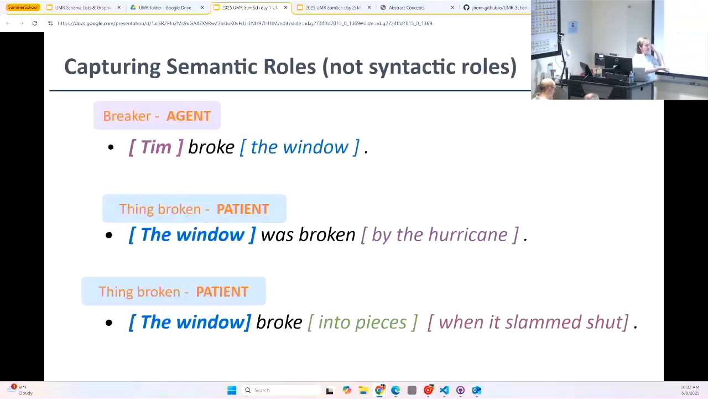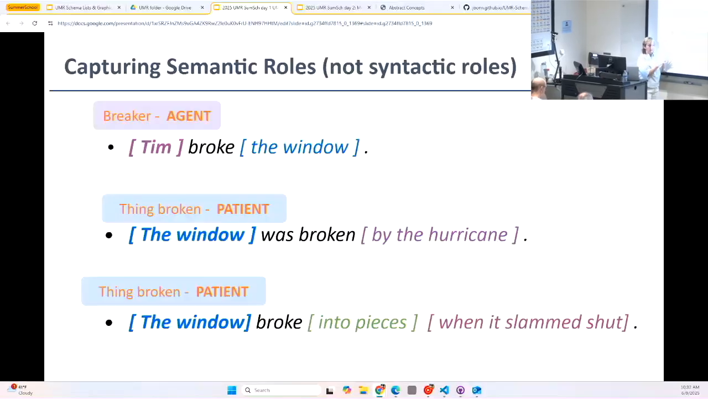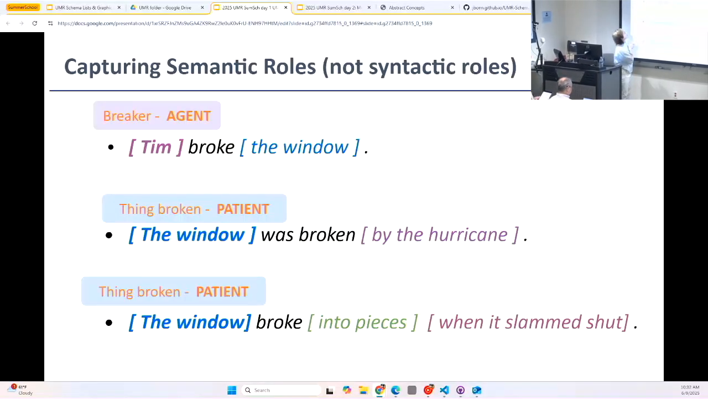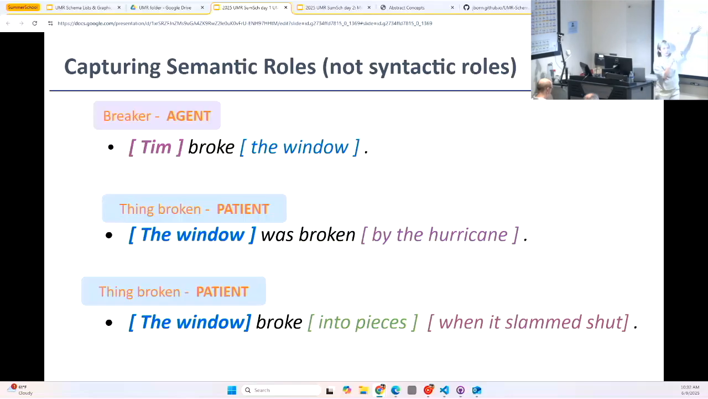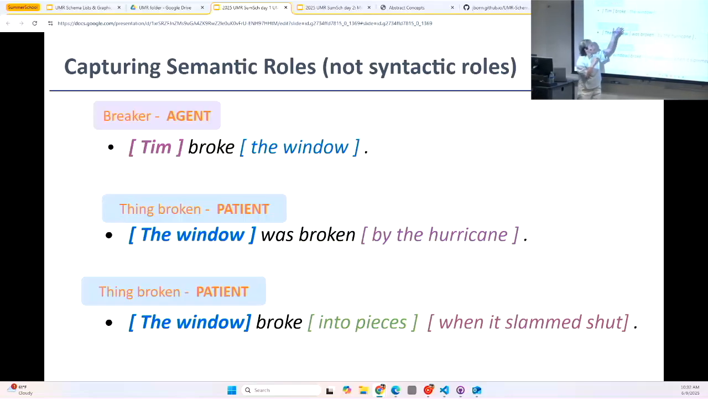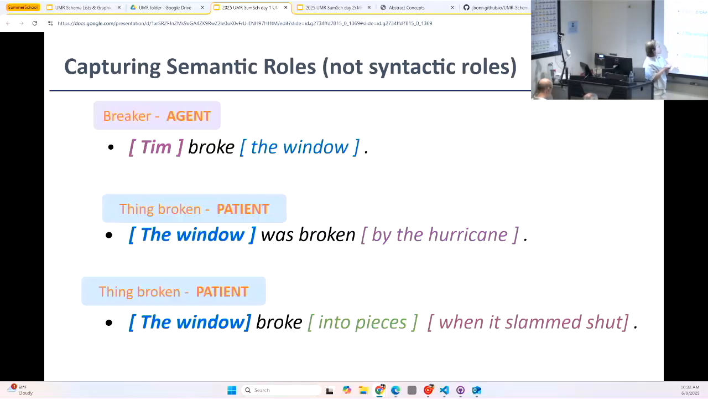You've got propositions. And then the other part is you have semantic roles, and it's really important to distinguish them from syntactic roles. So in this example, Tim broke the window. You have Tim, who's an agent, who's also the subject. You have the window, which is the patient. It's the direct object. In this example, the window was broken by the hurricane. The window is still a patient, even though it's moved into subject position. So when we're creating role sets, when we're doing semantic role labeling, we're not getting at the grammatical roles.